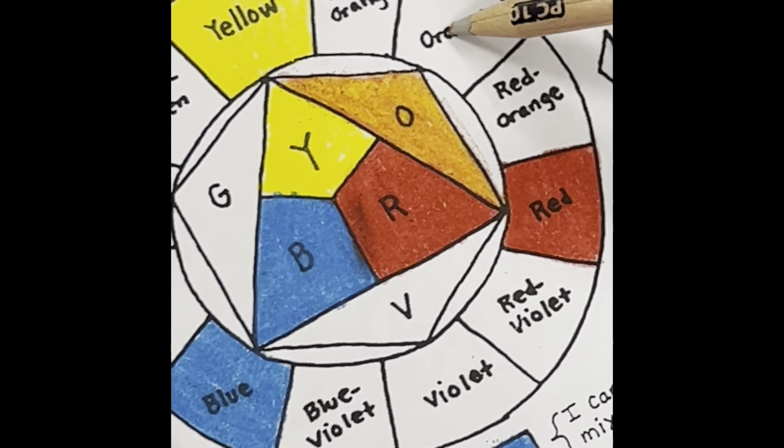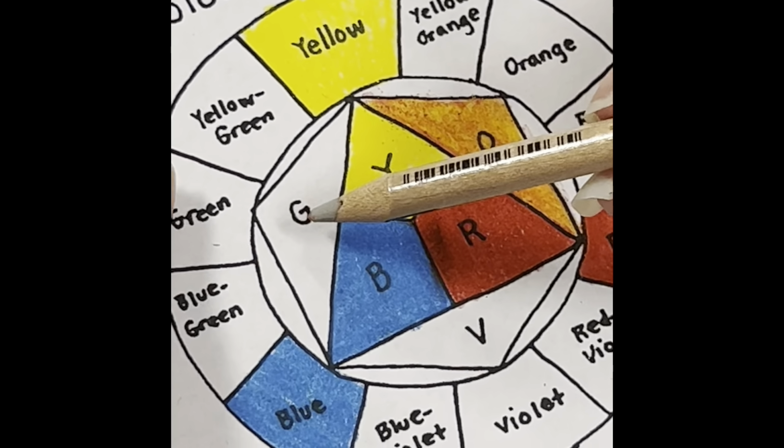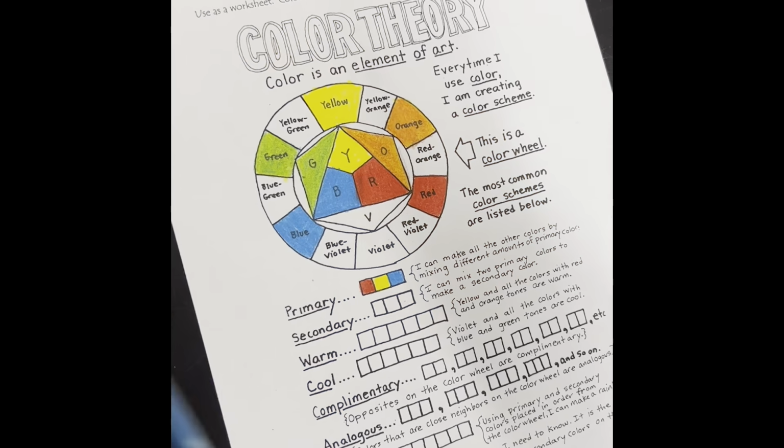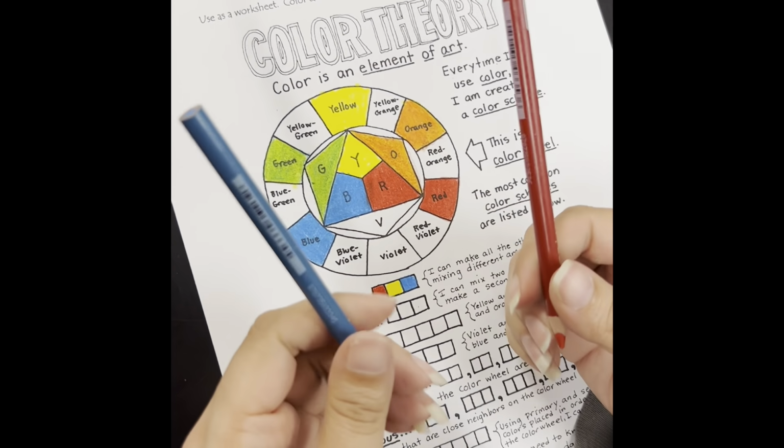And I'm going to make the same thing here. And I'm going to do this exact same thing with green, only I'm going to be using yellow and blue. And I'll come back for violet. All right, last section is violet.